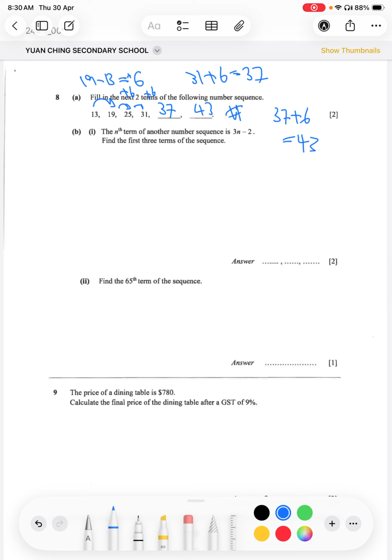That's the answer. Okay, for this 37, 43. Then the next one. The nth term of another sequence is 3n minus 2. Find the first three terms of the sequence.